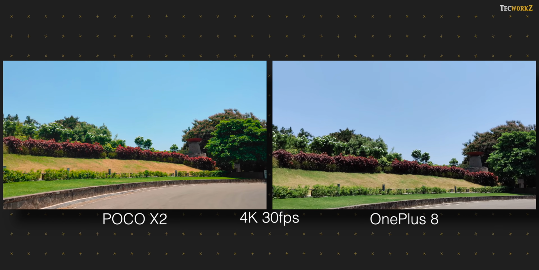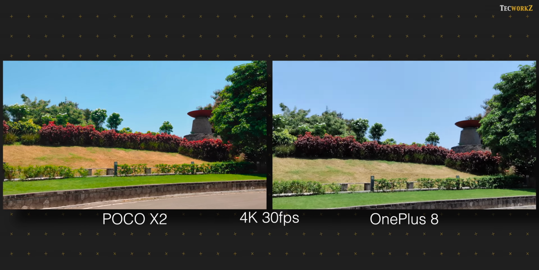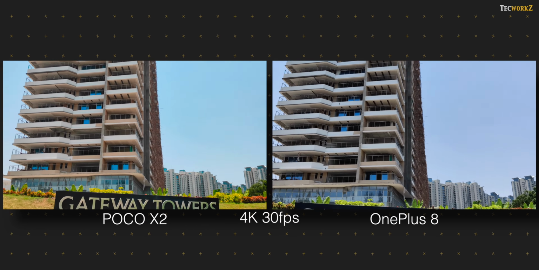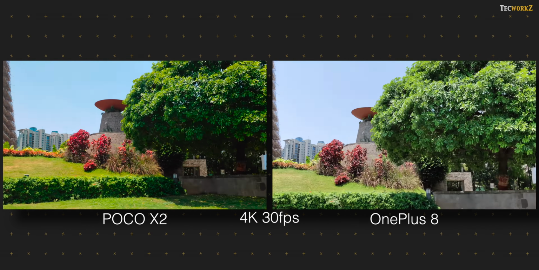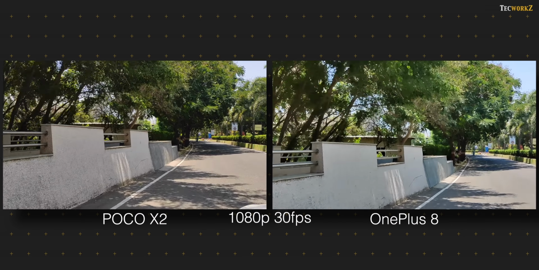4K videos are stabilized on both, but POCO X2 can only shoot them at 30 fps, where the OnePlus 8 can shoot them at 60 fps. Videos from POCO X2 are really good for the price, but the ones from the OnePlus 8 look better and they capture more details because they have a higher bitrate.